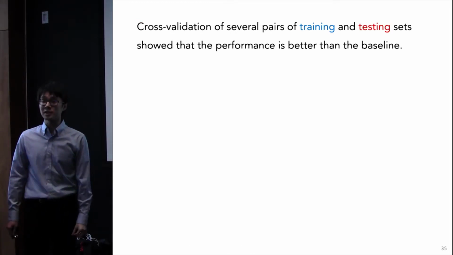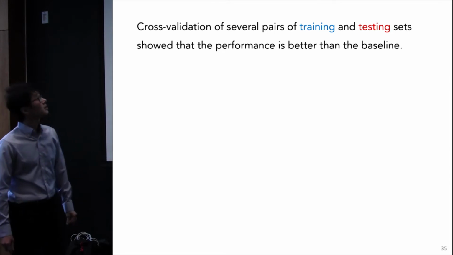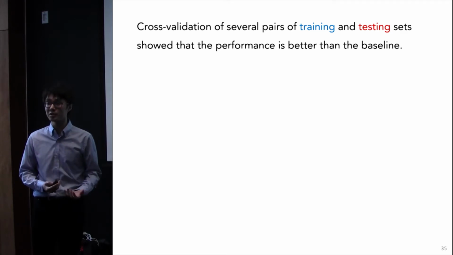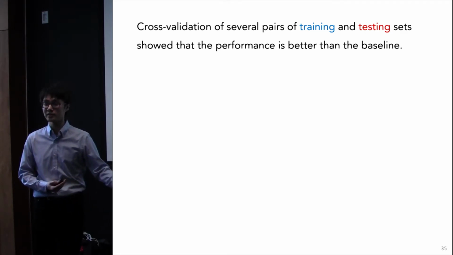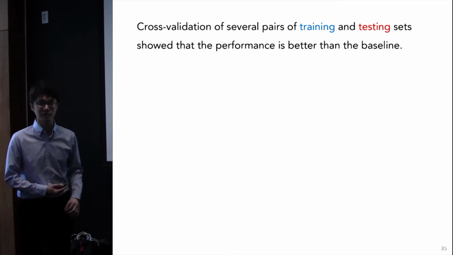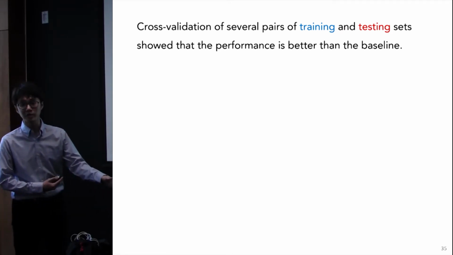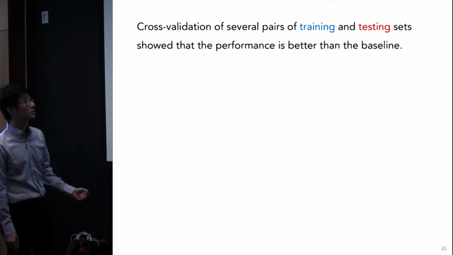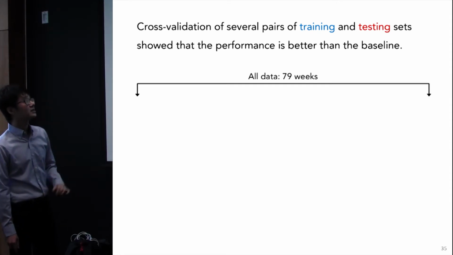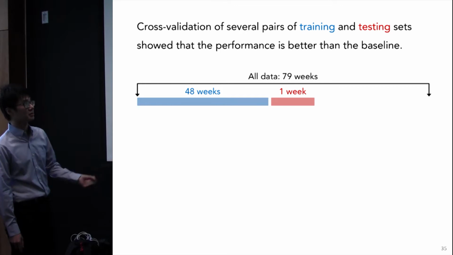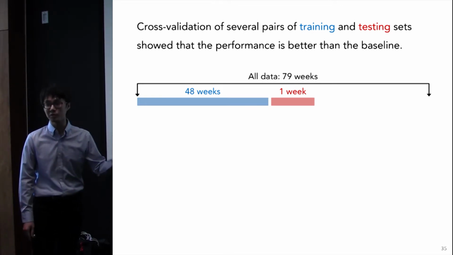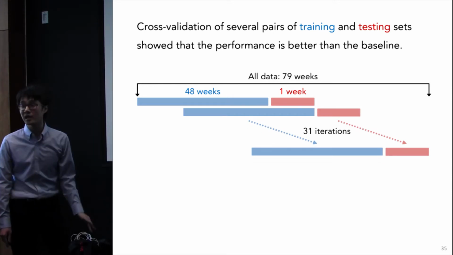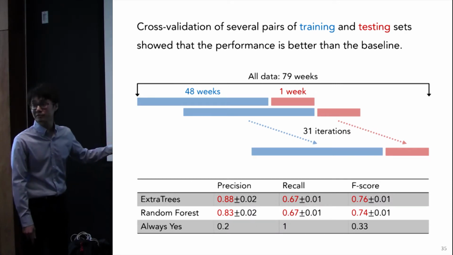Okay, then I'm going to explain how I evaluate this data set. The method I'm using is called cross-validation. The idea is we separate the entire data set into a training data set and a testing data set. The training data set is what we use to train the model, and then we evaluate the model on a testing data set. We have in total 79 weeks of data. Then we take the first 48 weeks, train the model, and then test the model on 1 week of data. I keep iterating this for 31 times, and then run the entire experiment 100 times. Then this is the final result.